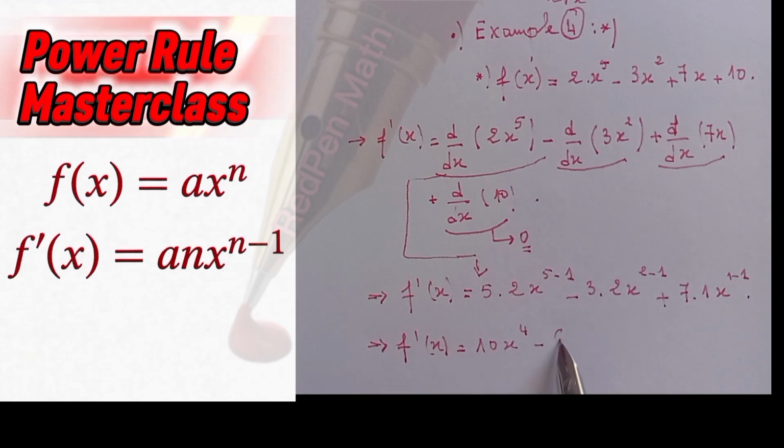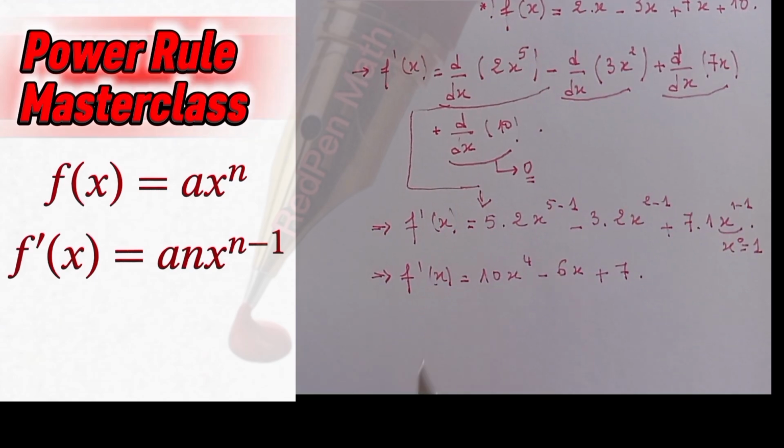2x to the 5th becomes 10x to the 4th. Negative 3x squared becomes negative 6x. 7x becomes 7. And the constant 10 becomes 0. The final answer is 10x to the 4th minus 6x plus 7.